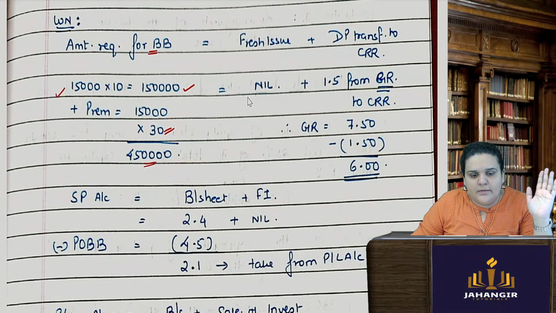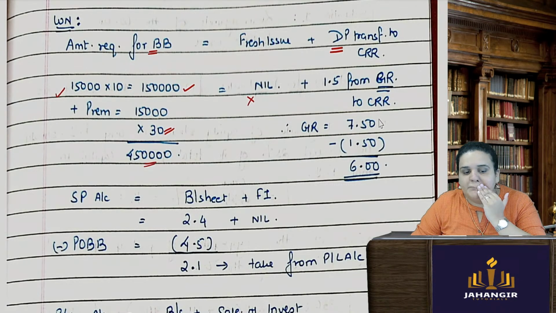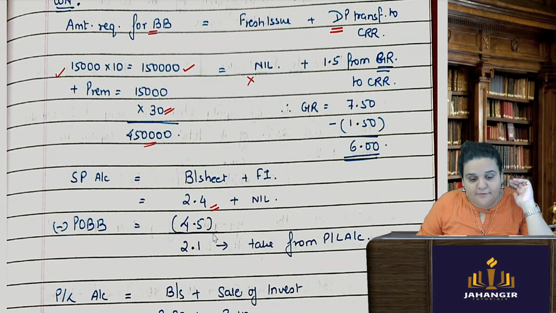Fresh issue I am not doing. I am going to use only TP transferred from CRR. Okay, but first let me adjust my securities premium with the premium on buyback. Securities premium in the balance sheet is 2,40,000, but on buyback I need 4.5, means 4,50,000. So 2,10,000 I will have to take from P&L.